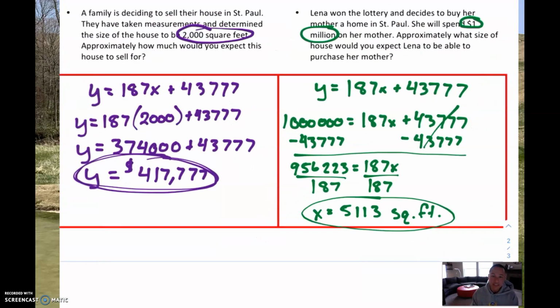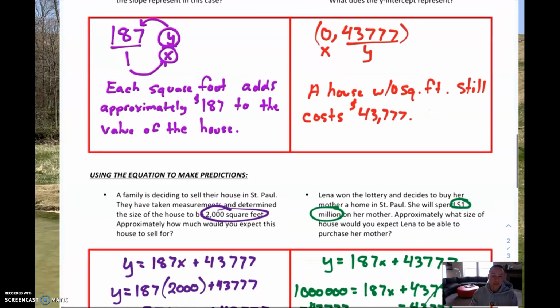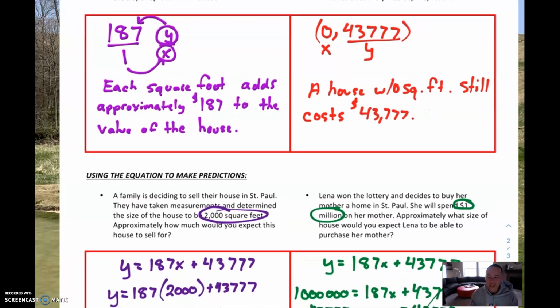So that's how you can use a linear regression. We can find the equation, and then we can use that equation to make predictions. So hopefully that was helpful for you. You're going to have a chance to do a handful of these on your own.